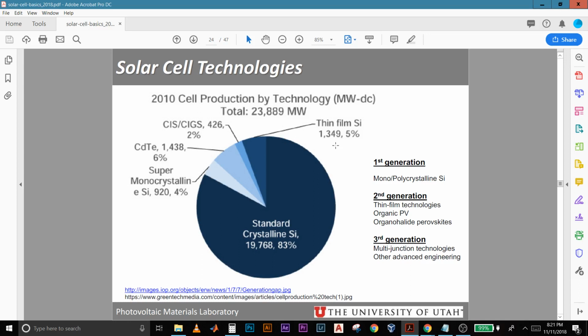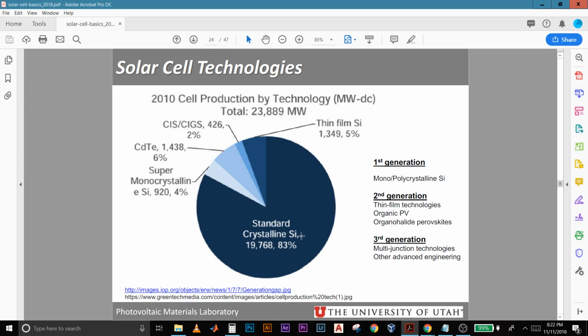Okay, so last part, the solar cell technologies. There's been three identifiable generations of solar cell technologies. The first generation is where we had monocrystalline or polycrystalline bulk silicon solar cells. In the second generation, we had thin film solar cell technologies, organic photovoltaics, and organic organohalides. So basically, a combination of organic and inorganic technologies called perovskites. In the third generation, we have multi-junction technologies and other different advancing research technologies for photovoltaics.